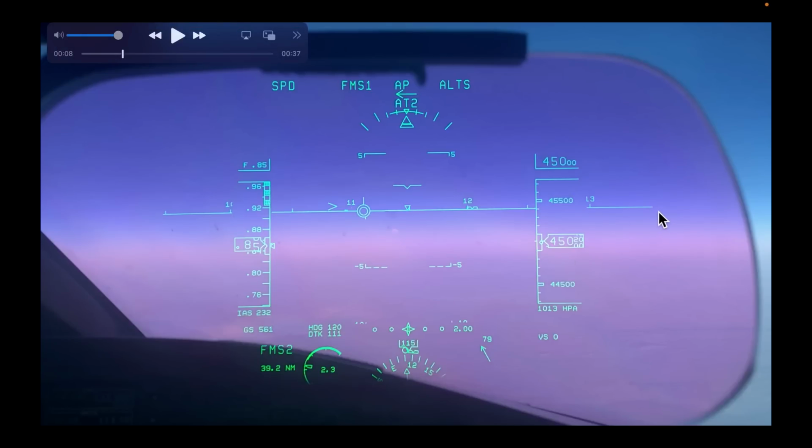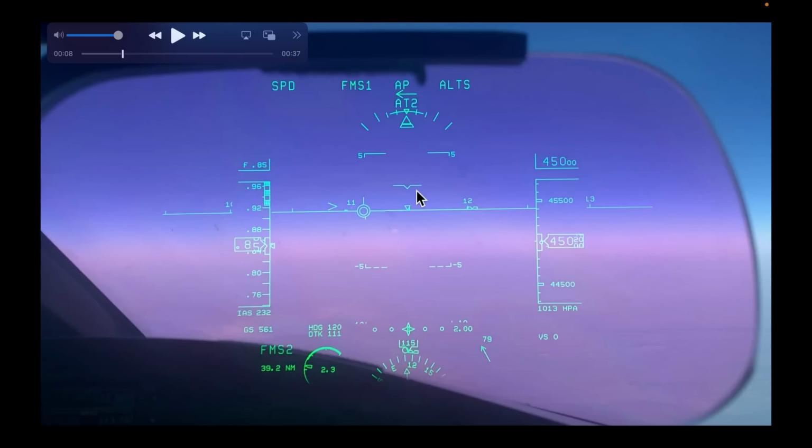So during this part of the flight, the aircraft was holding a steady 45,000 feet altitude. It had a vertical speed of 0. The flight path vector, indicated by this circle, shows exactly where the aircraft is going. If it is on the HUD horizon line, then the altitude remains constant. If it is above the HUD horizon line, then we're climbing. And if it is below, then we are descending.